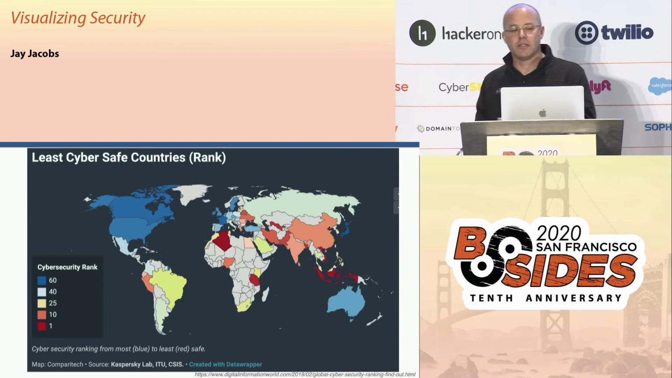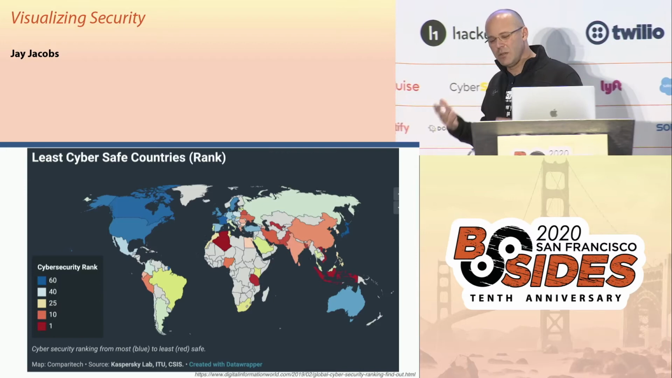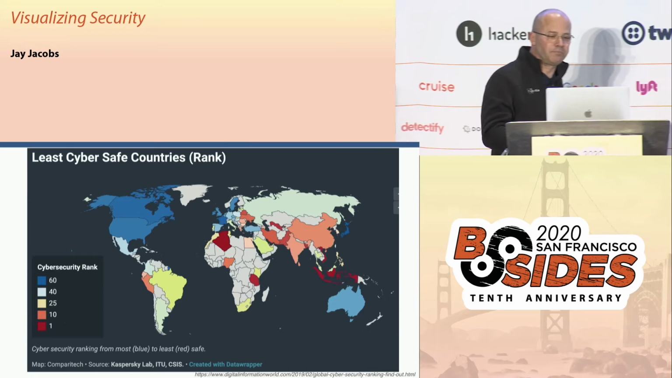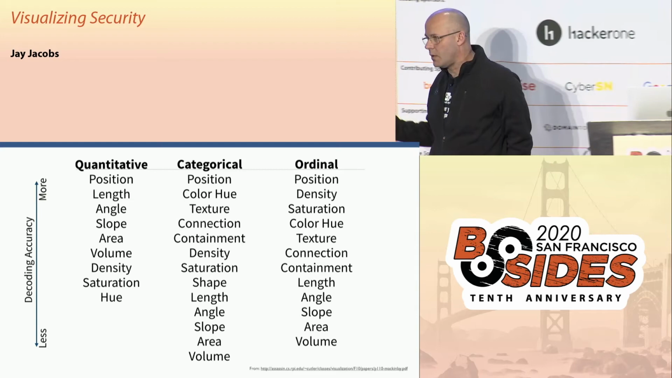People get around this though by putting these in buckets, so changing that quantitative variable into a category. You can do that a little bit. If you search for maps like this, a lot of them will try and do that. So again, this is sort of the scale that you want to follow. Try to adhere to this as you're trying to decide what to use in your visual cues.